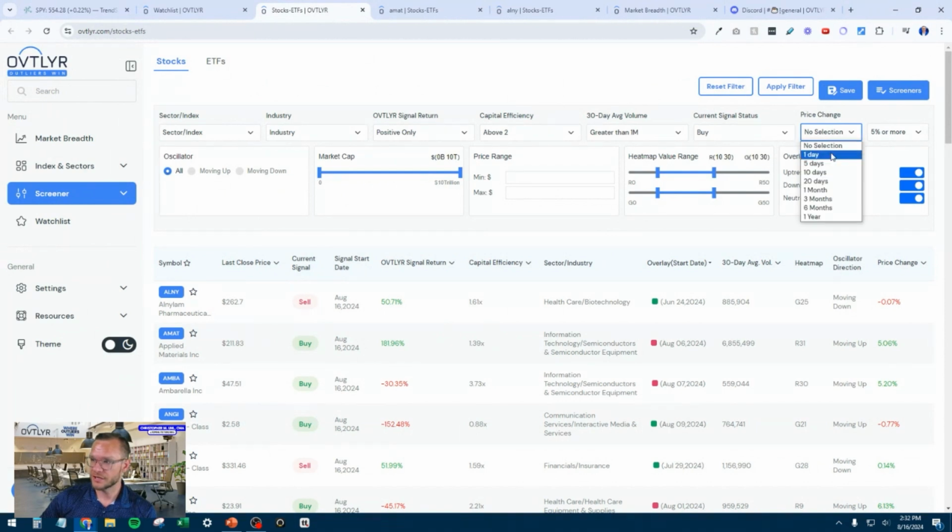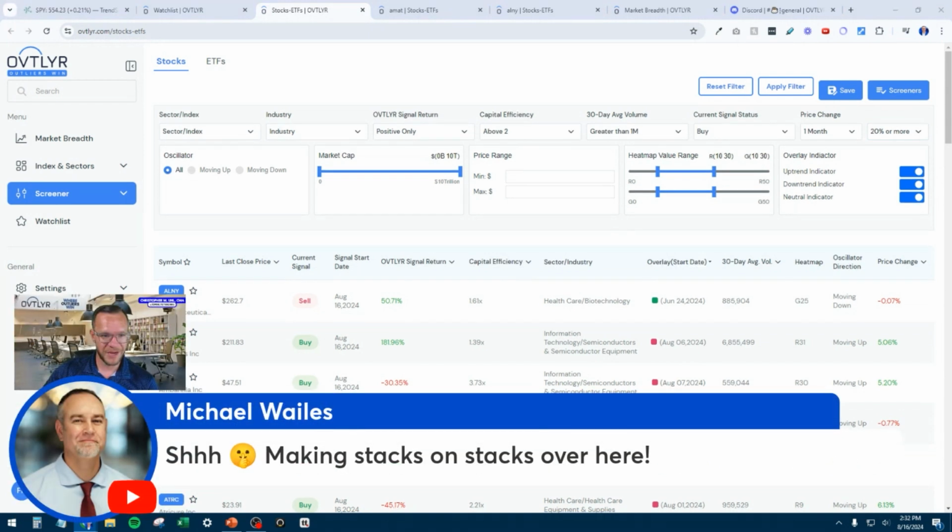So price change over the last X number of days, you pick, right? So let's go a month and let's say 5% correction, 10% correction, or maybe you want a huge big old dip, 20% correction.